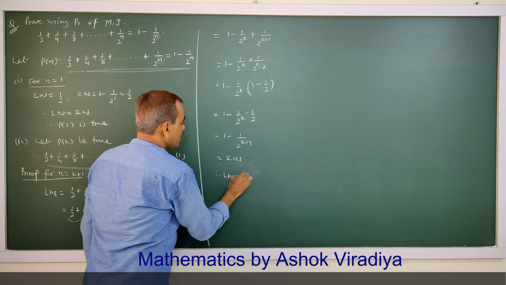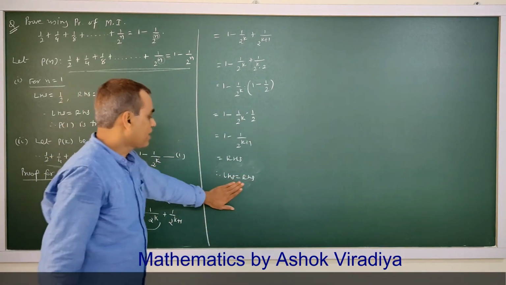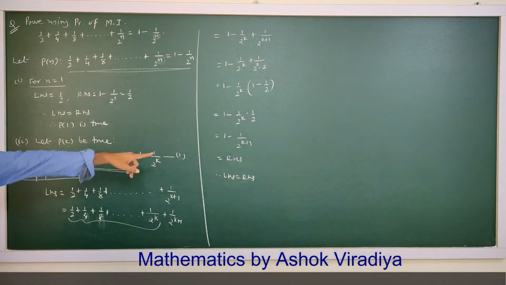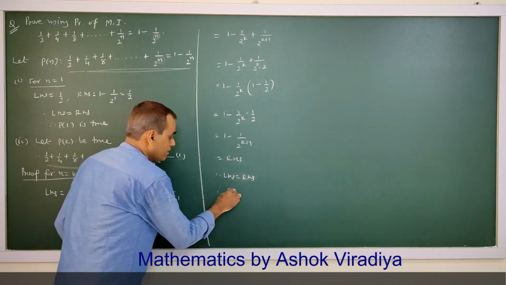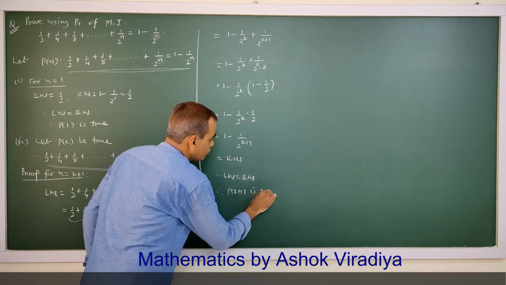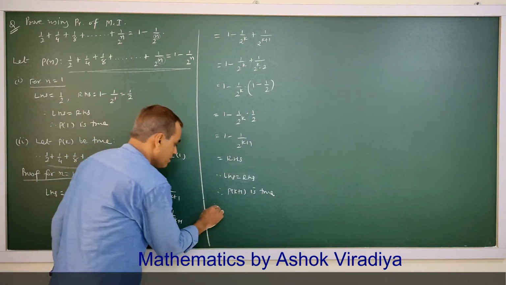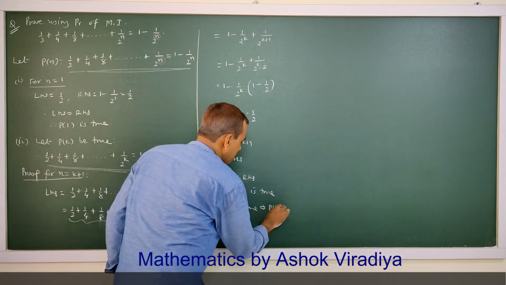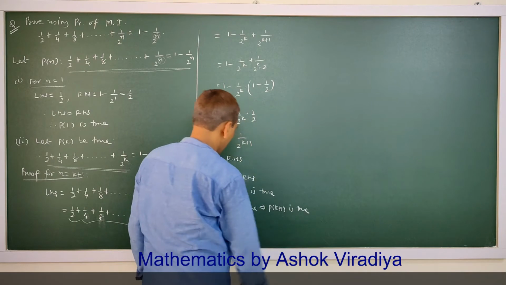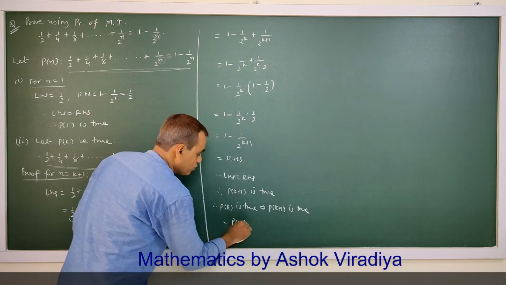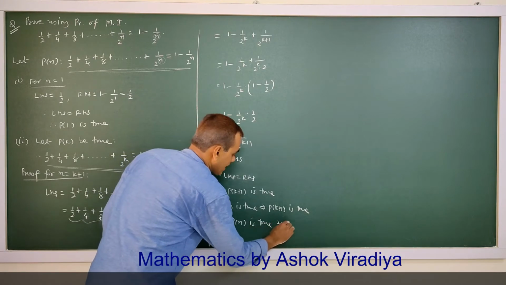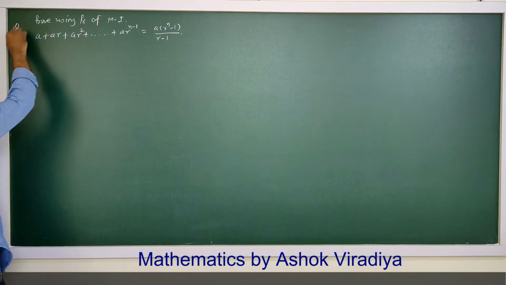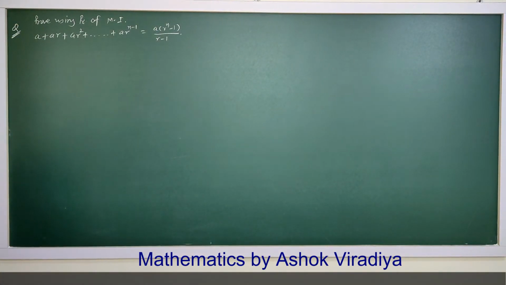Therefore, LHS equal to RHS for n equal to k plus 1. For n equal to k plus 1, LHS equal to RHS. Therefore, P of k plus 1 is true. Therefore, P of k is true implies P of k plus 1 is true. Therefore, the statement is true for every n belonging to N. Prove this result using the principle of mathematical induction.